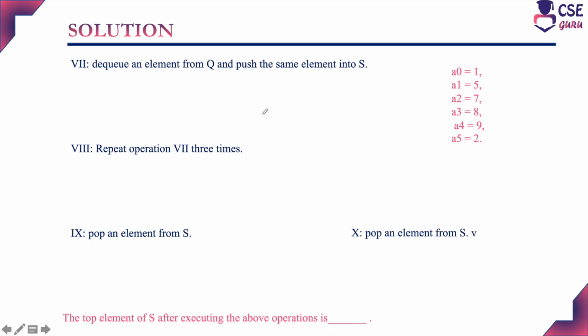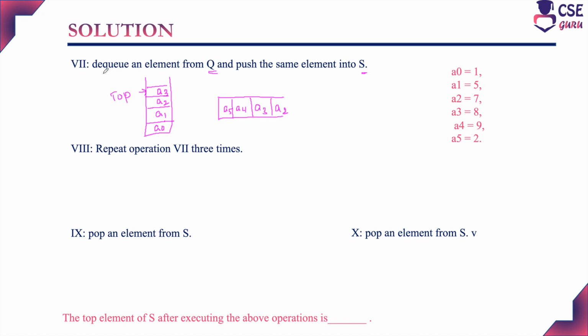Next, seventh operation: dequeue an element from Q and push the same element into S. So what is the status of the stack now? In the previous operation, the status of the stack is A0, A1, A2 and A3, and this is pointing to the top element. And here the Q status is A5, A4, A3 and A2. So this is the status of Q.